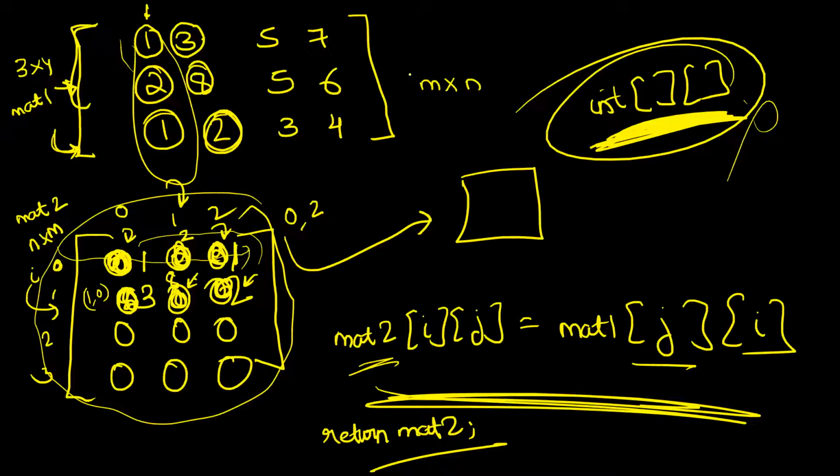Is this logic making sense? First, let us try to understand. Is this logic making sense to everyone? Simple array transpose. So, okay. Now, can we write into ji?